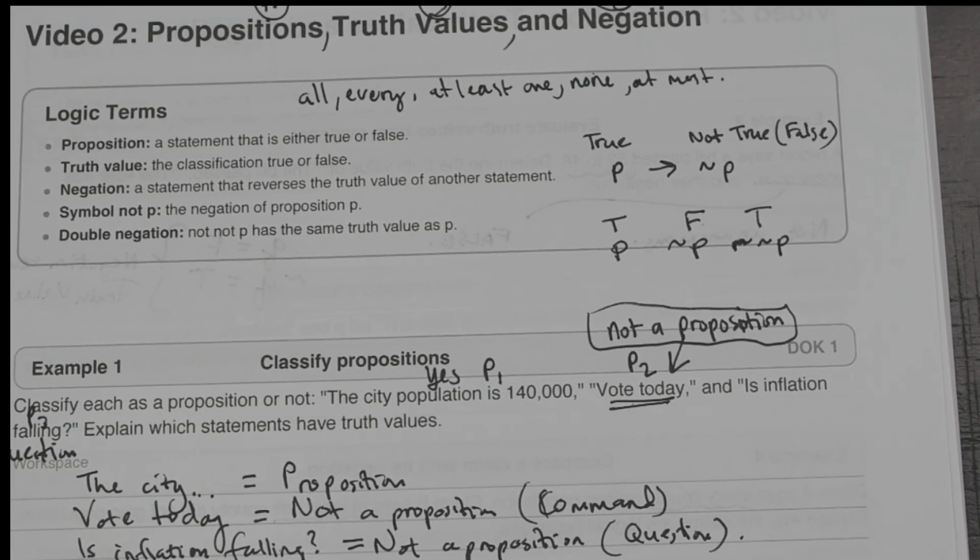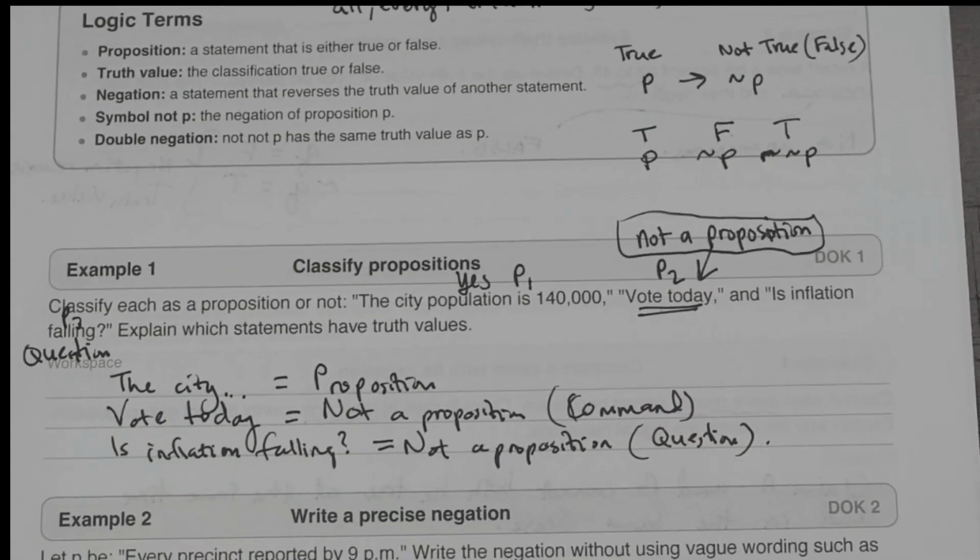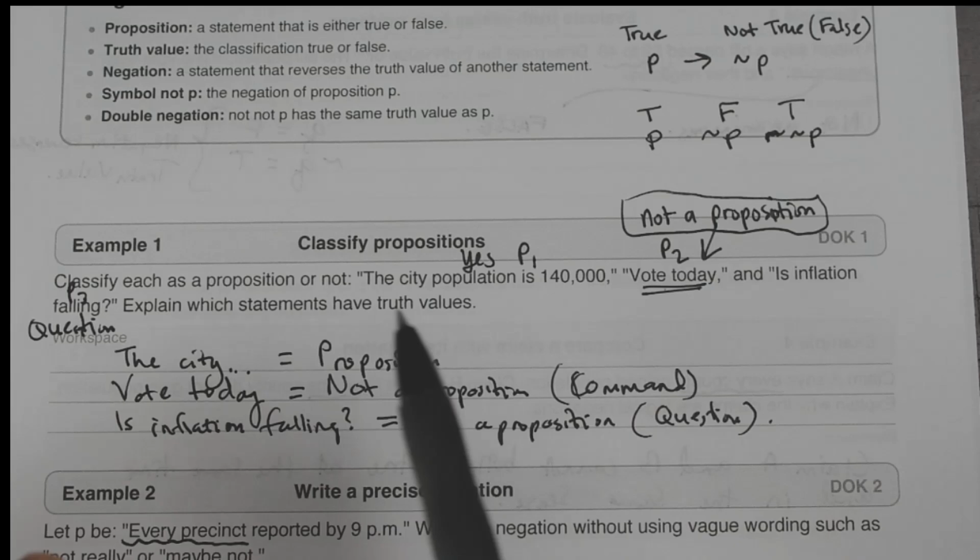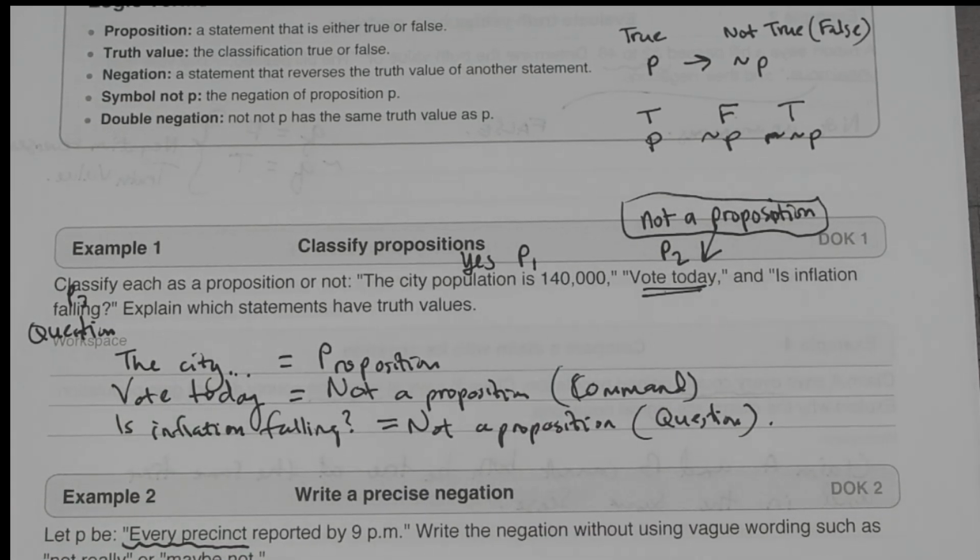Please, as you're watching this video and as you watch all videos, make sure you are completing the corresponding example on the video companion sheet. And in video 3, we will begin combining propositions and organizing their truth values using something called truth tables.